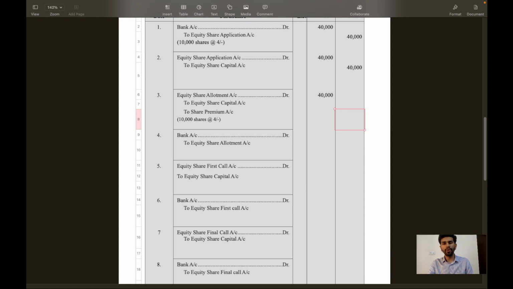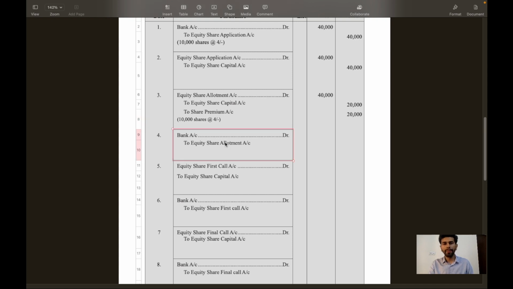So 10,000 into 2, 20,000 rupees will be security premium and the balancing 20,000 rupees will be transferred to equity share capital account. So the entry will be equity share allotment account debit 40,000 rupees, to equity share capital account 20,000 rupees, to share premium account or security premium account 20,000 rupees. Narration: being allotment money due with security premium of 2 rupees per share.